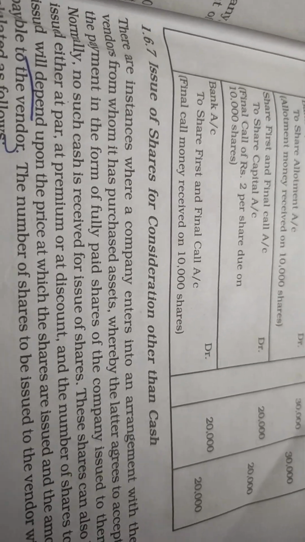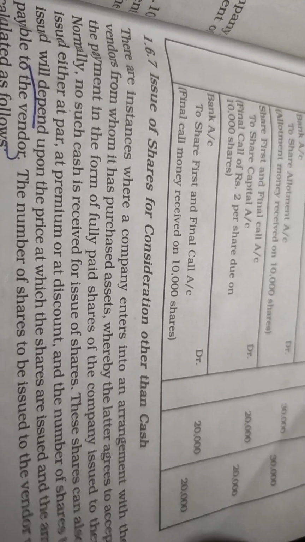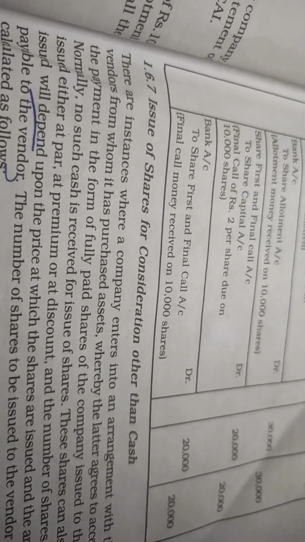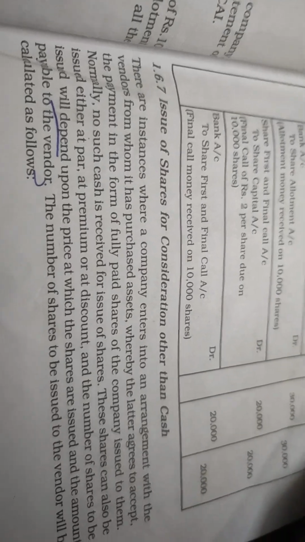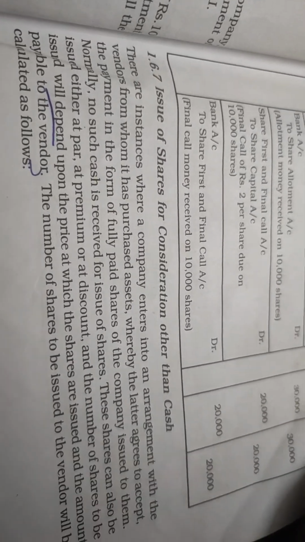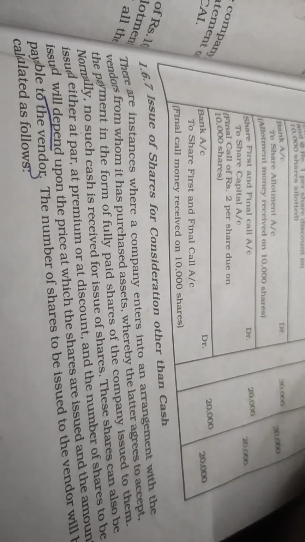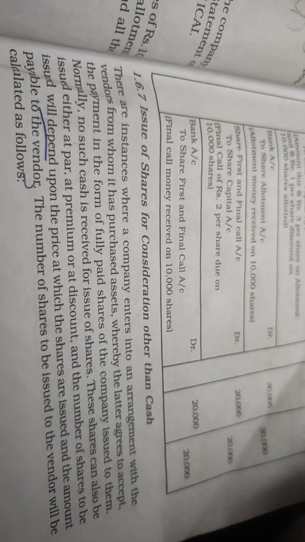These shares can also be issued at par, premium. Par means the original value, a premium or at a discount. And the number of shares to be issued will depend upon the price at which shares are issued and the amount payable to the vendor. The number of shares to be issued to the vendor will be calculated as follows. That is, when a company purchases anything from another company without making the payment, it issues or gives shares of the company to the company from which they purchased.